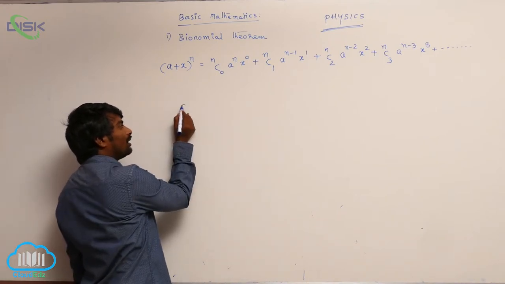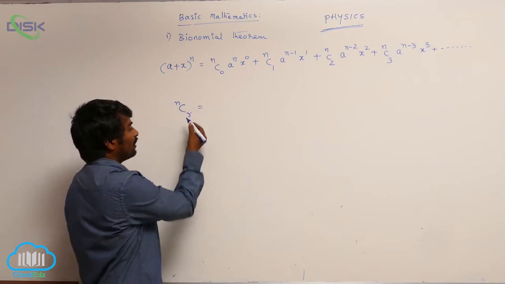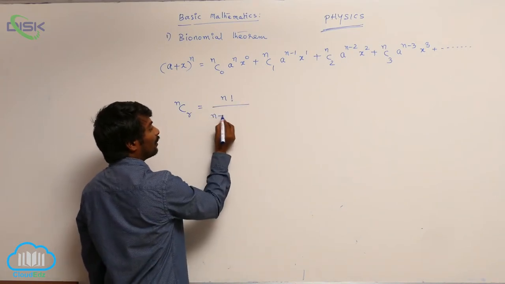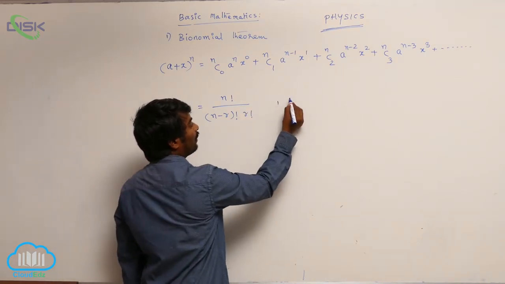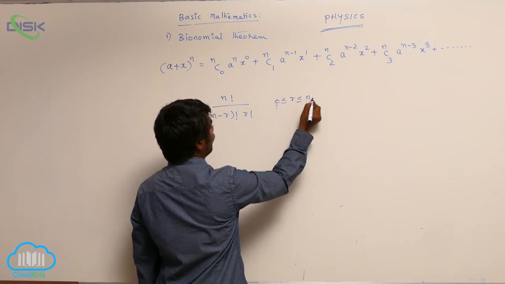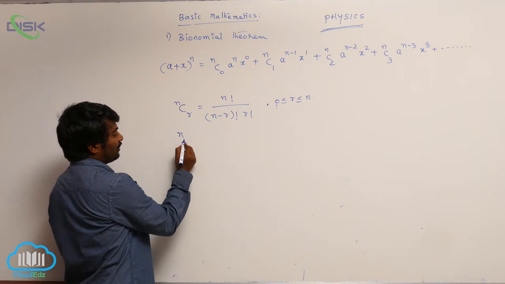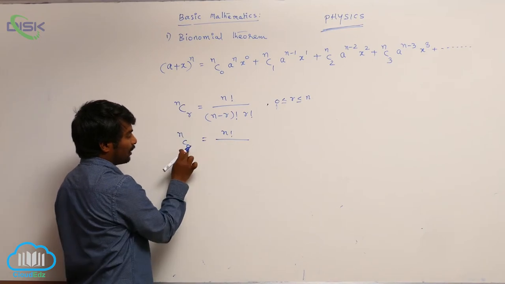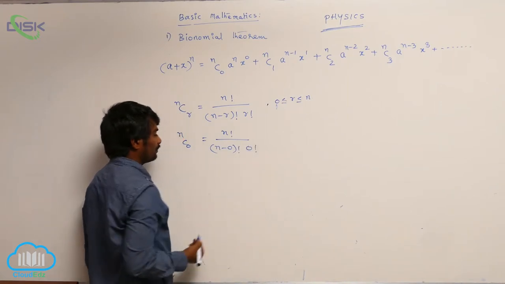And let me write a formula for how to calculate the binomial coefficient. If it is nCr, this value is n factorial by n minus r factorial into r factorial, where the r value is greater than or equal to 0, less than or equal to n. That means, suppose if it is nC0, I can write n factorial by, wherever r is present, I have to write 0. n minus 0 factorial into 0 factorial.